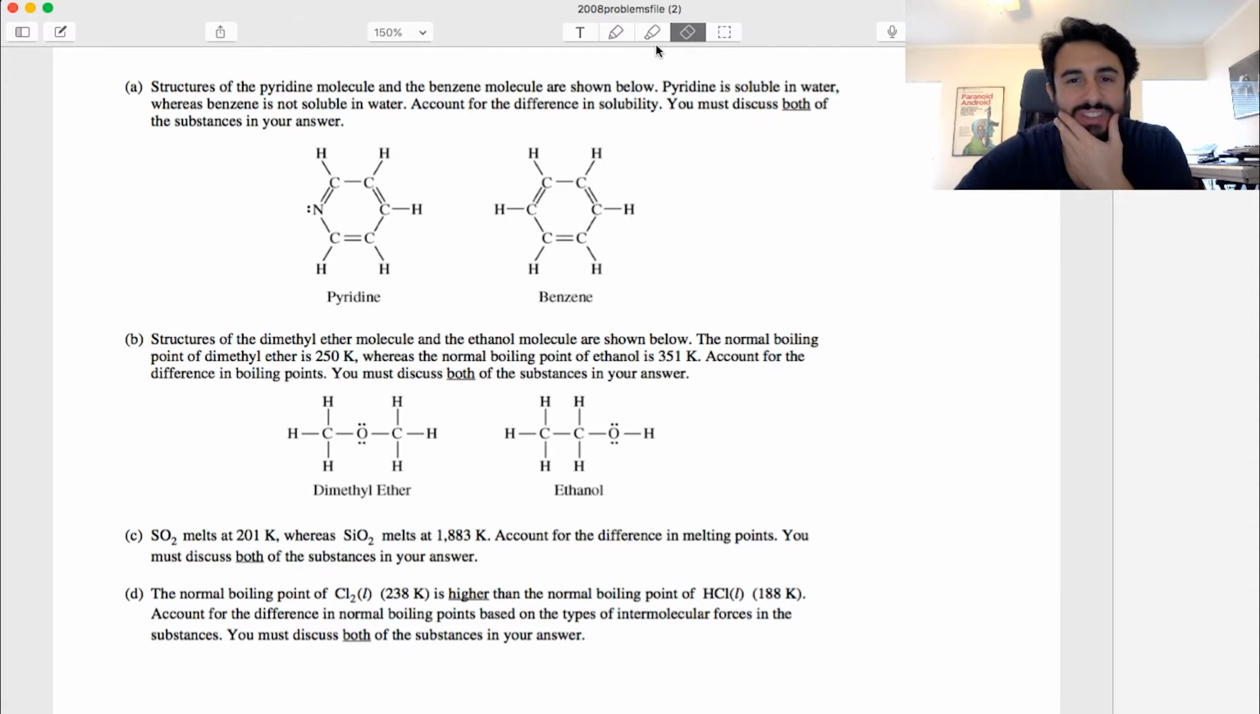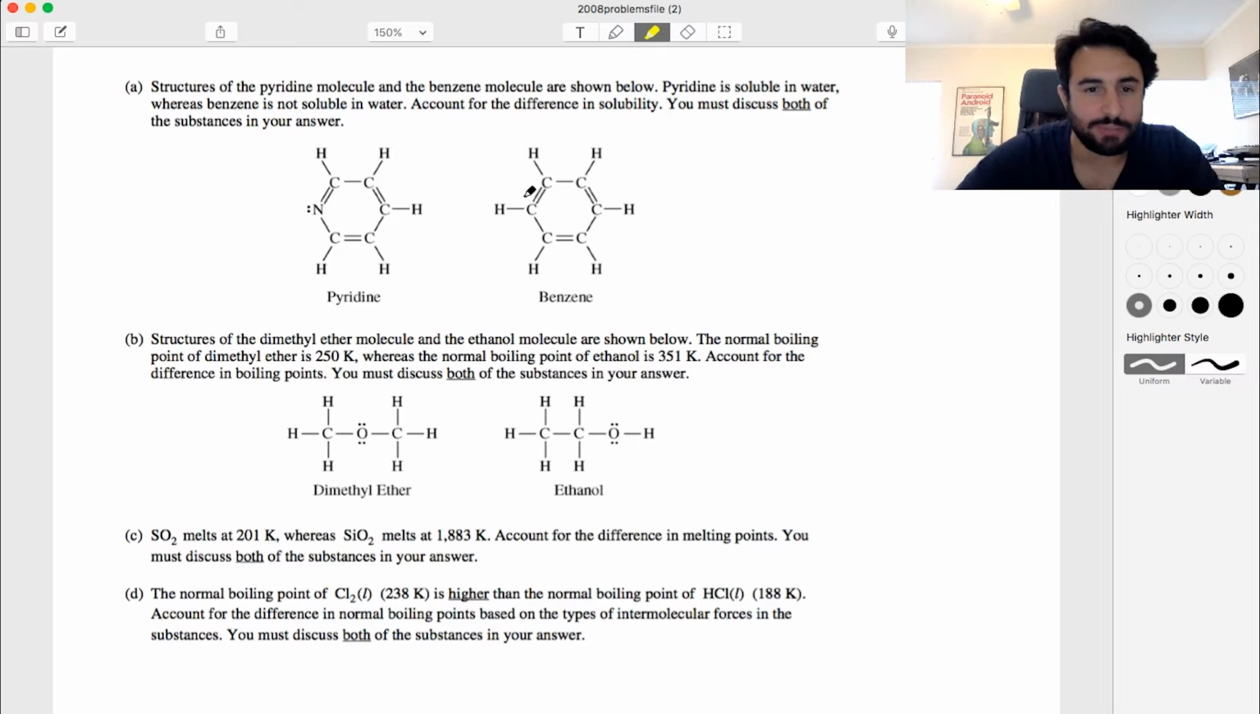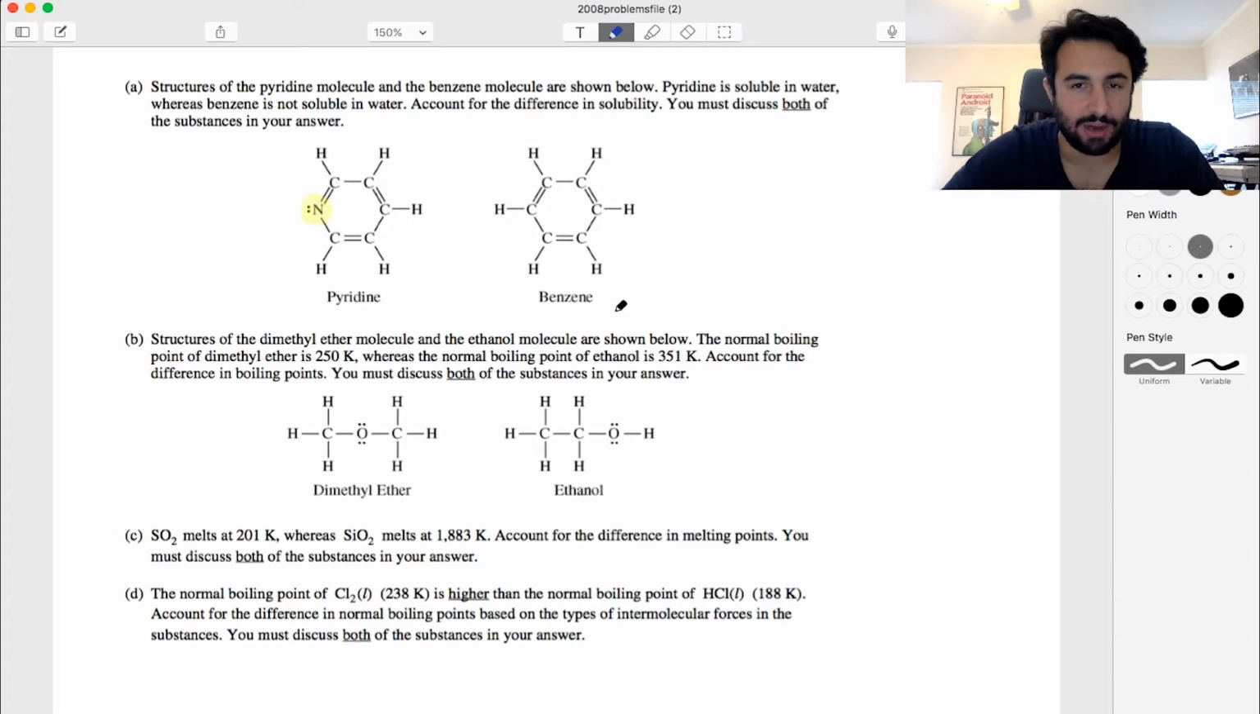What's the difference? The difference between pyridine and benzene is this nitrogen atom, right? We've got that nitrogen atom and we've got that lone pair. So what's that going to do to the solubility? Well, we know like dissolves like, right? Things dissolve, things are miscible, when they can interact with one another, when they can make electrostatic interactions. So when something is polar, like water, right? Water is a polar molecule.